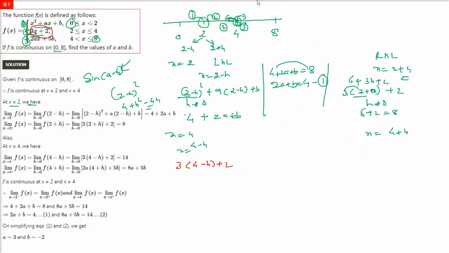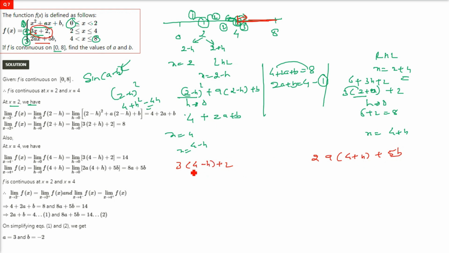And for x equals 4 plus h, I am replacing x in 2ax plus 5b with 4 plus h, because we are on the right hand side of 4. And between 4 and 8, we have to use the function 2ax plus 5b. Okay. So in the place of x, I am putting 4 plus h: 2a(4 plus h) plus 5b.